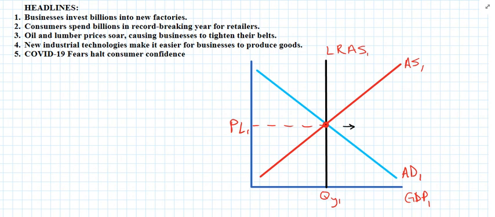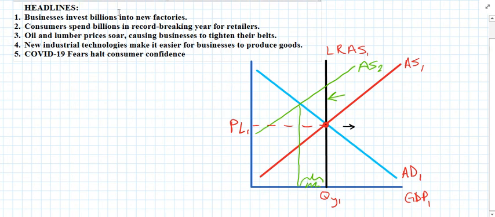All right, let's look at number 3. Oil and lumber prices soar, causing businesses to tighten their belts. This is going to be an aggregate supply shift. So that's going to shift to the left, and aggregate supply is going to go here, and we're going to get our inflationary gap. Or excuse me, recessionary, not inflationary, recessionary gap.